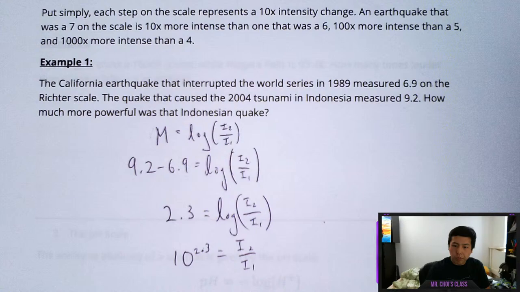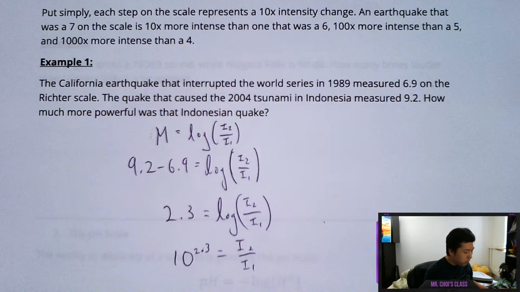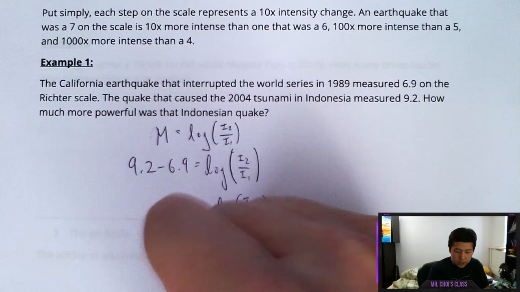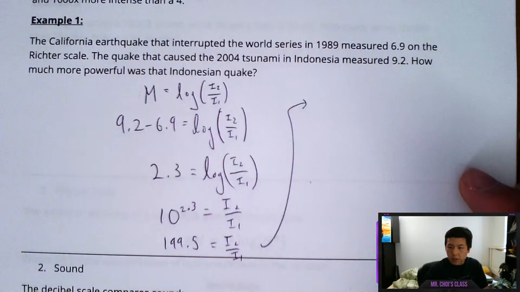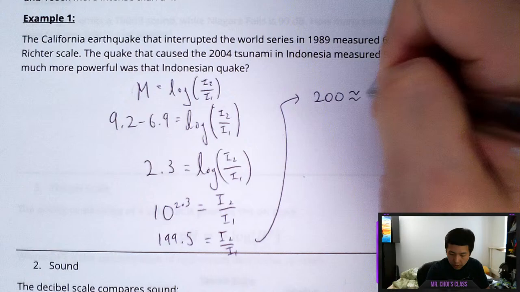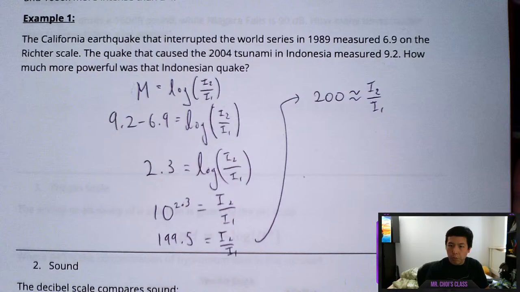And when we get 10 to the power of 2.3, let's see on my scientific calculator here, that's going to give me approximately 199.5, is equal to I2 over I1. If we round this value, it would be approximately 200 is approximately equal to I2 over I1.